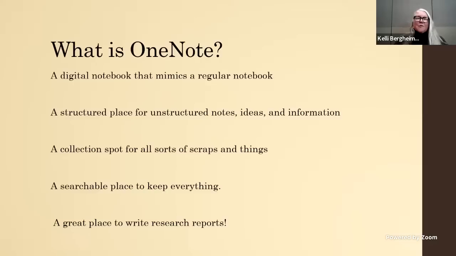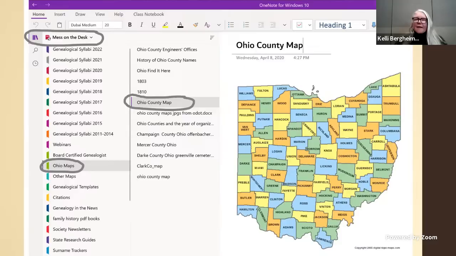And I know this is kind of like a really quick overview. You can go to hours and hours of classes on OneNote if you want, and plenty of online videos and training on it. But this is my notebook in the upper left corner. It's called Mess on the Desk. That's my business company. And below that, you can see there are all these tabs, sort of like dividers in a notebook. And so if I open up the Ohio map divider, you can see that I have here an Ohio County map.